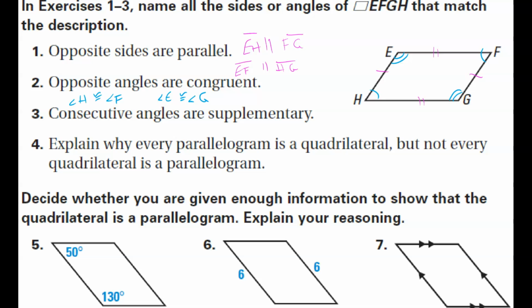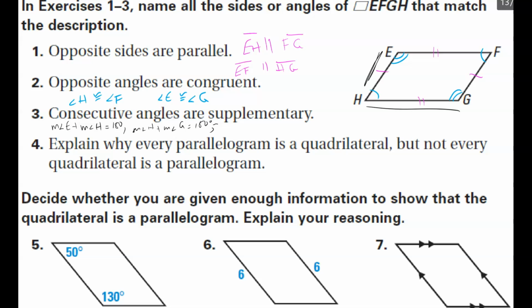Consecutive angles are supplementary. Whew. Oh my goodness. Okay, so we're supposed to have all of the pairs. This is annoying. There's so many. Okay, so let's see. Measure of angle E plus the measure of angle H should equal 180. Okay, there's one pair. So I have E plus H. Let's do H plus G. Measure of H plus measure of angle G should equal 180.